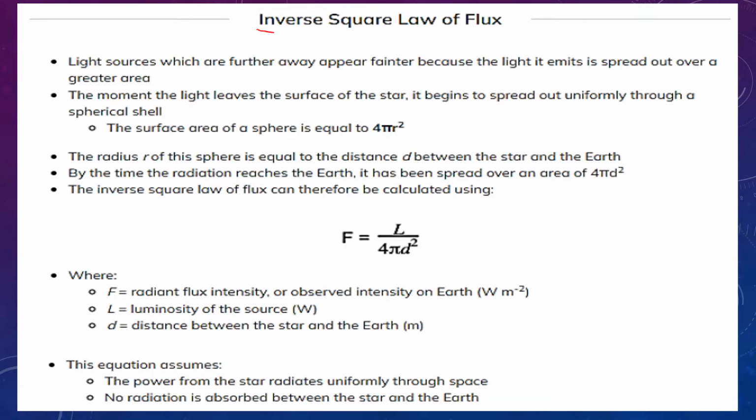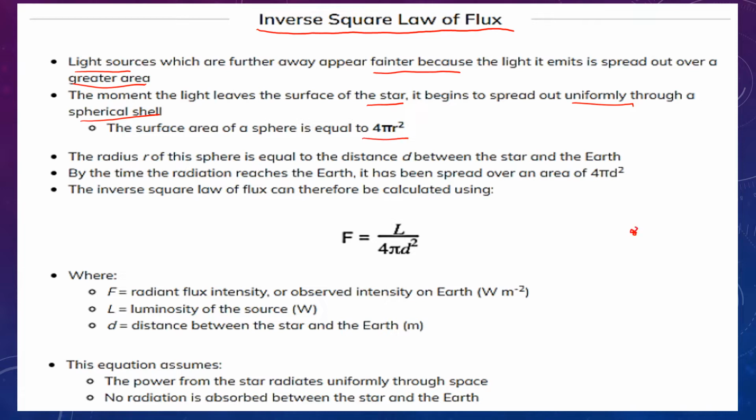Now we have to look at the relation between the luminosity and radiant flux intensity. As you move away from a light source, it becomes fainter and fainter for you. Why? Because the light is spreading over a greater area. That's why less light is reaching you. The moment the light leaves the surface of the star, it begins to spread out uniformly through a spherical shell, because it is emitted in all directions. The surface area of that sphere is 4 pi r squared.